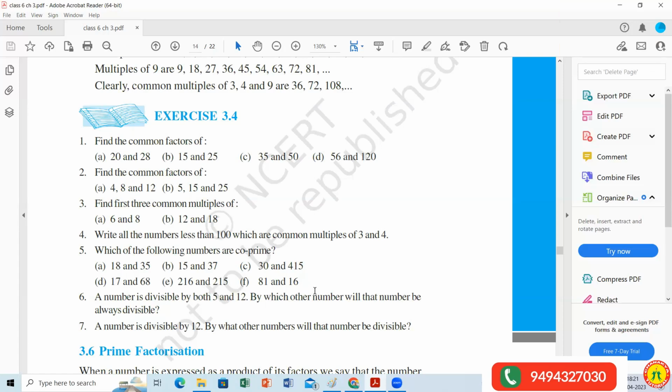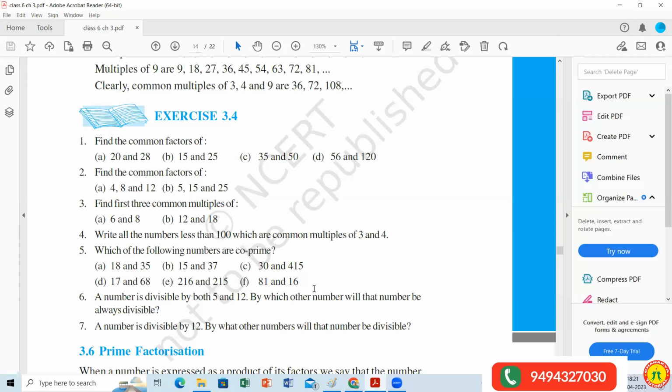5 and 12. What is the product of 5 and 12? 60. Is 60 divisible by 5? Yes or no? Yes, ma'am. Is 60 divisible by 12? Yes. So what is the conclusion statement we can write?